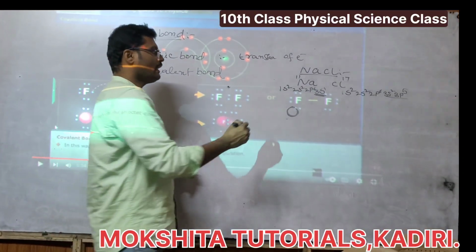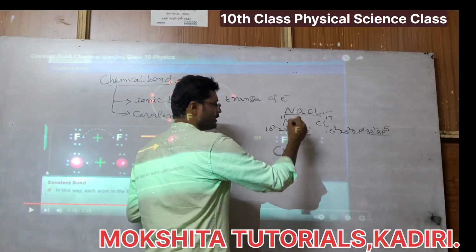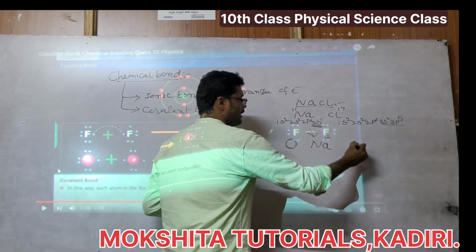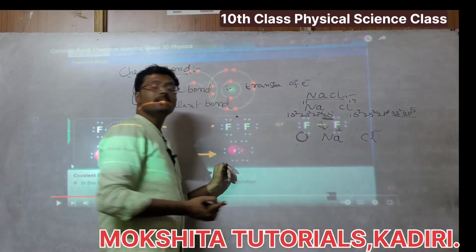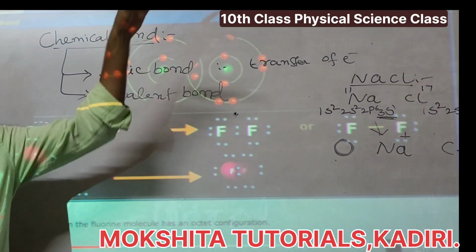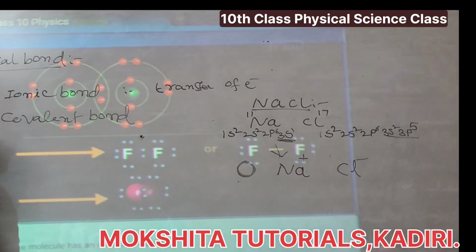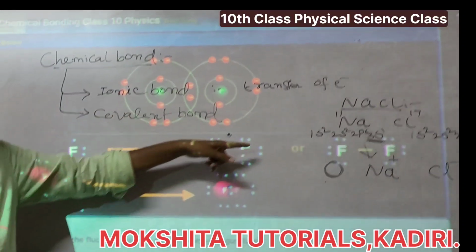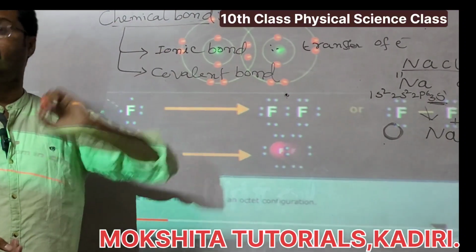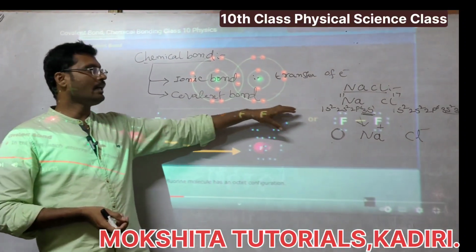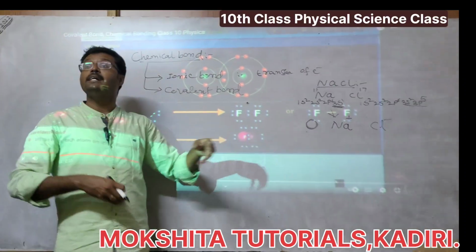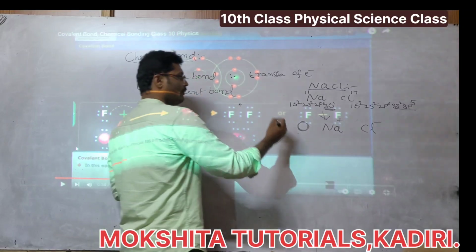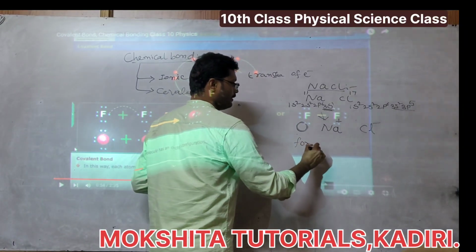During this ionic bond formation, Na becomes Na+ and Cl becomes Cl-. That means during ionic bond formation, ions are formed. This is called an ionic bond. Ionic bond is formed due to transfer of electrons.